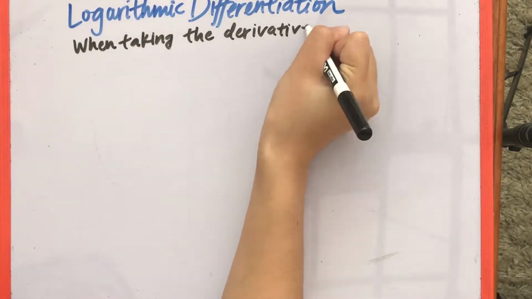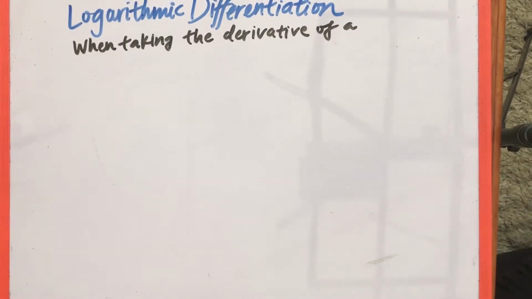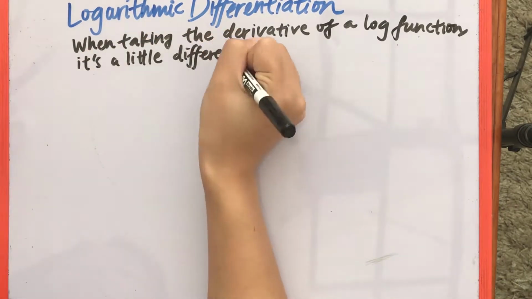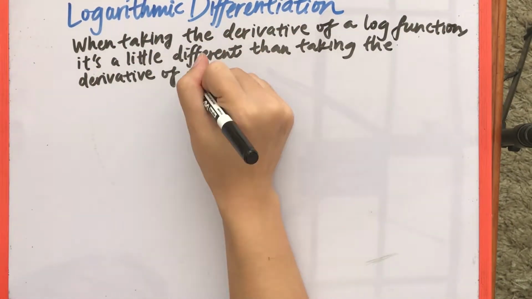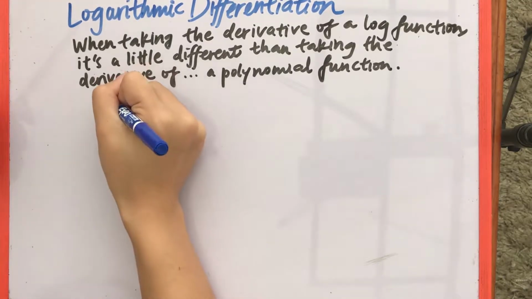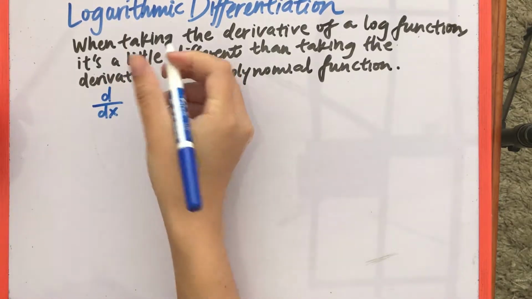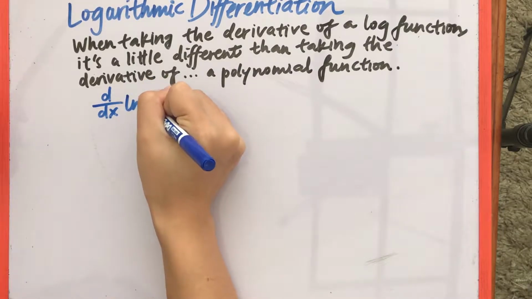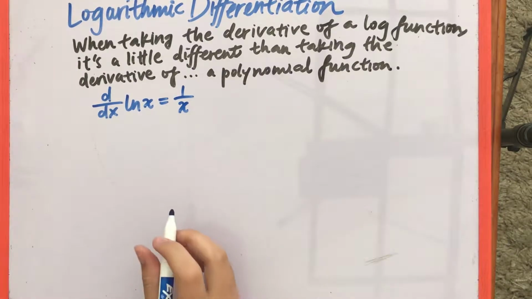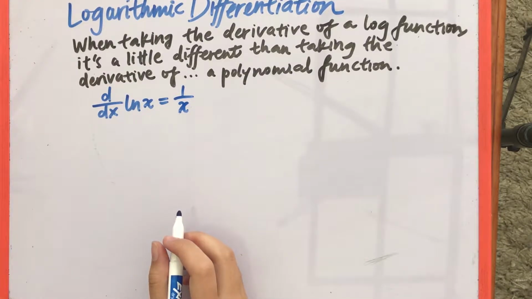Welcome back. Now we're going to talk about differentiating logarithmic functions. When taking the derivative of a log function, it's a little different than taking the derivative of, say, a polynomial function. The derivative of ln x is equal to 1 divided by x, and this is obtained by taking the derivative of the argument, which is x, for the numerator, which is equal to 1, and leaving the argument as a denominator, which is just x.